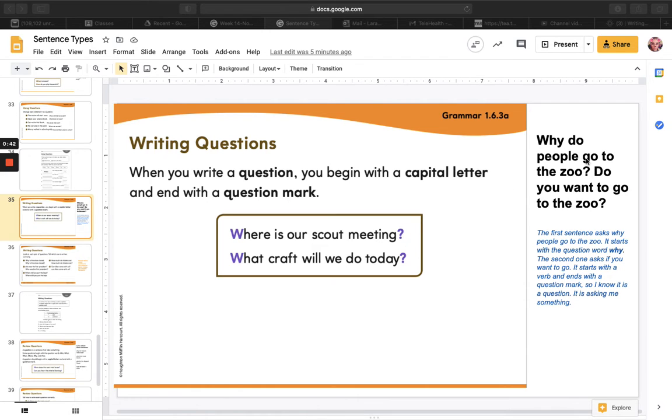So here are my two examples of questions. My first question was, why do people go to the zoo? And do you want to go to the zoo? So the first sentence asks why people go to the zoo. It starts with the question word why. And then our second one asks if you want to go. So it starts with a verb and it ends with a question mark. So I know it is a question. It is asking me something.